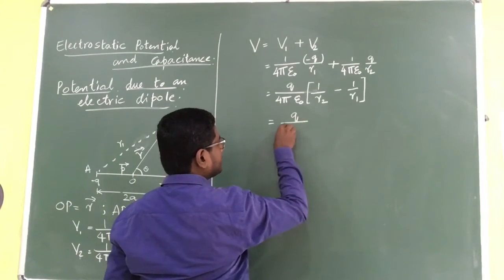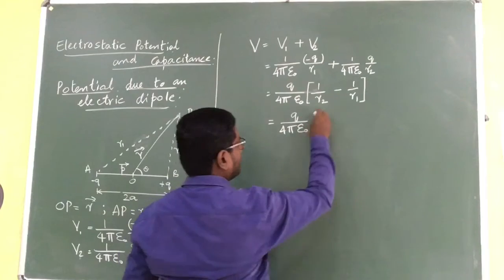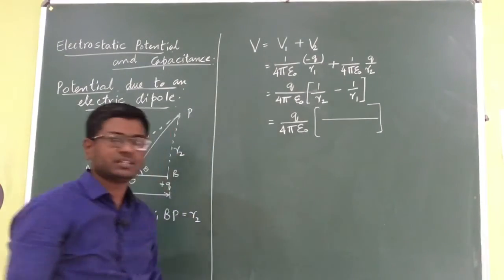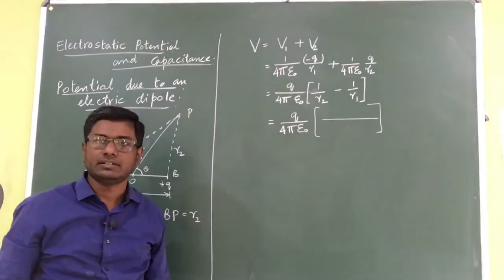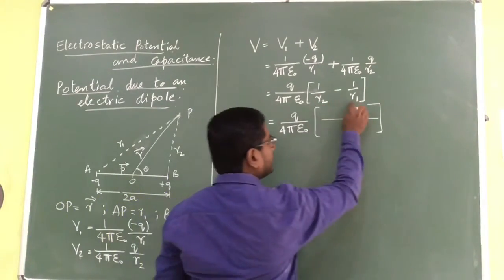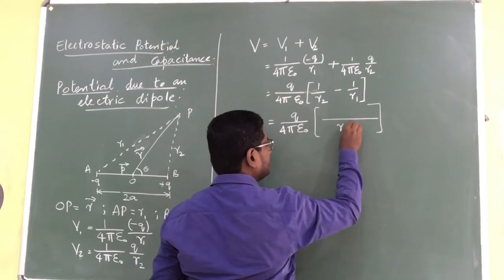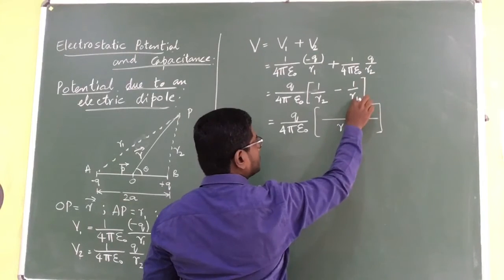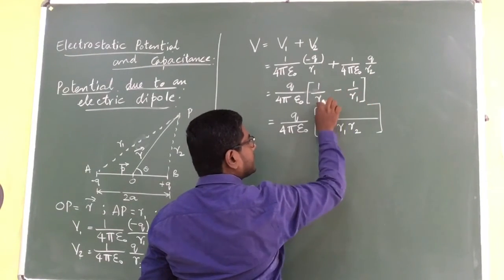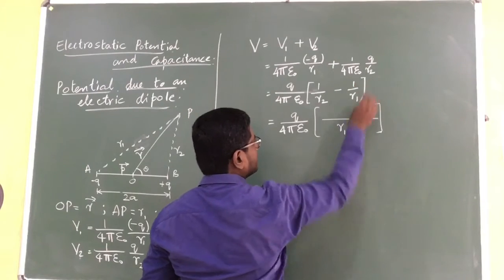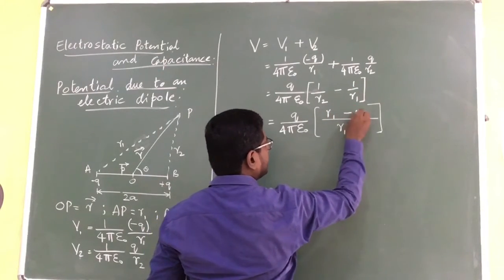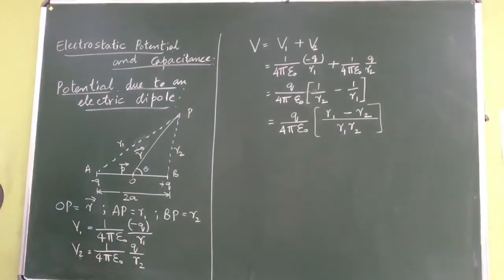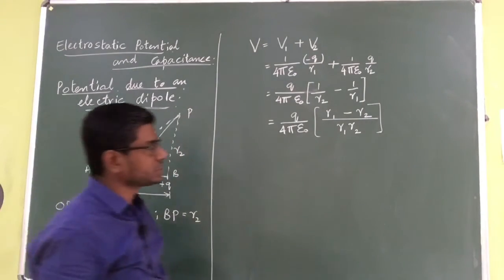So Q divided by 4 pi epsilon naught. What to do inside the bracket? Obviously, some of you must have thought we are going to take the LCM. So what is the LCM of R1 and R2? It will be just the product R1 R2. What are we going to take here? It will be the cross multiplication. So this R1 will appear here and this R2 will appear in this place. So it will become R1 minus R2.